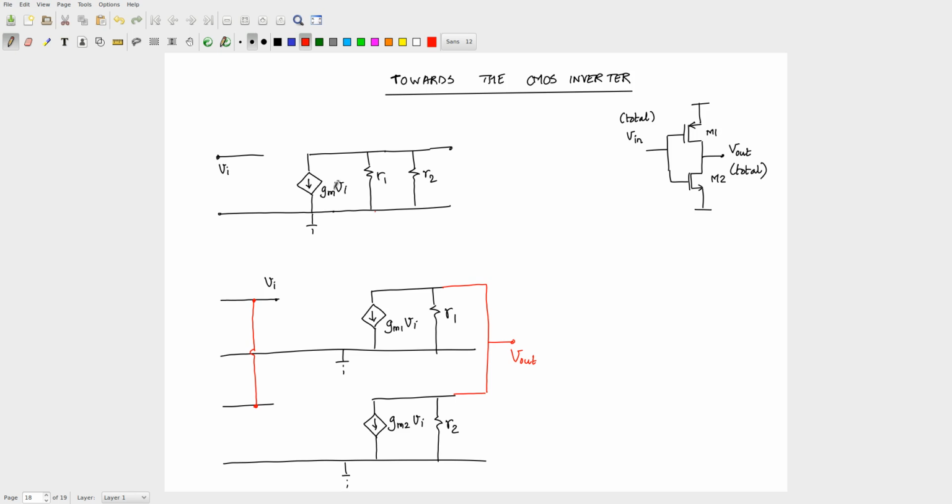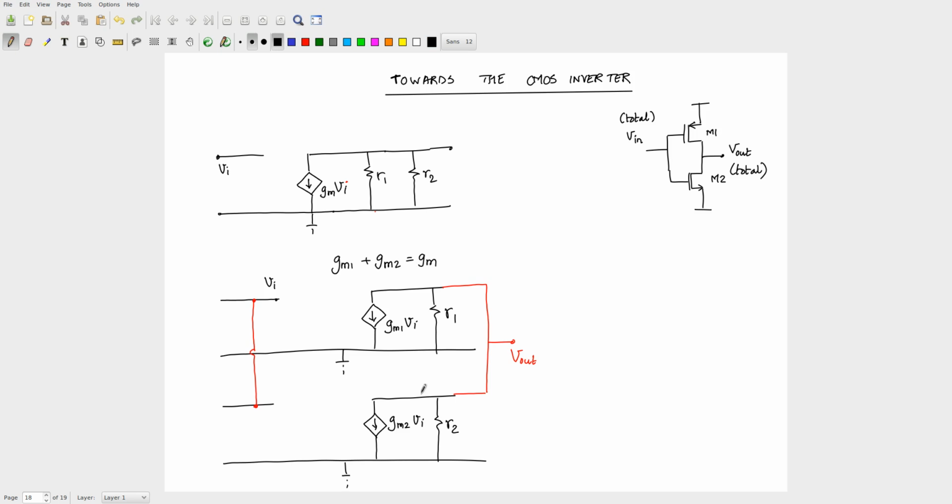Okay, there is a GM VI here. There is a GM1 VI and a GM2 VI. So this is nothing but taking this current source, splitting it up into two current sources and then putting them here and here. So what is the relationship between GM1, GM2 and GM? Very good. Okay, so GM1 plus GM2 is GM.